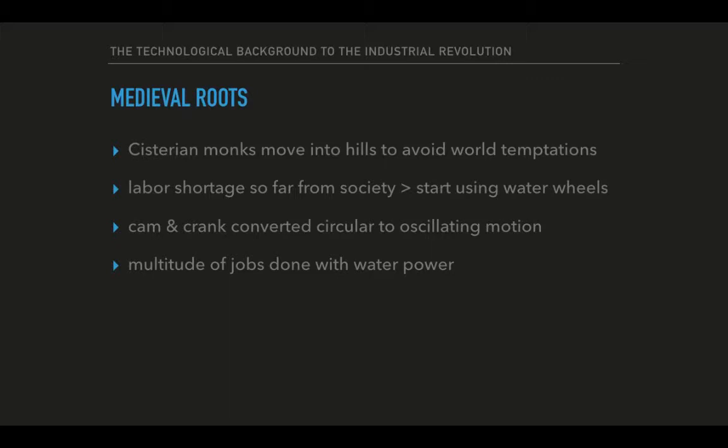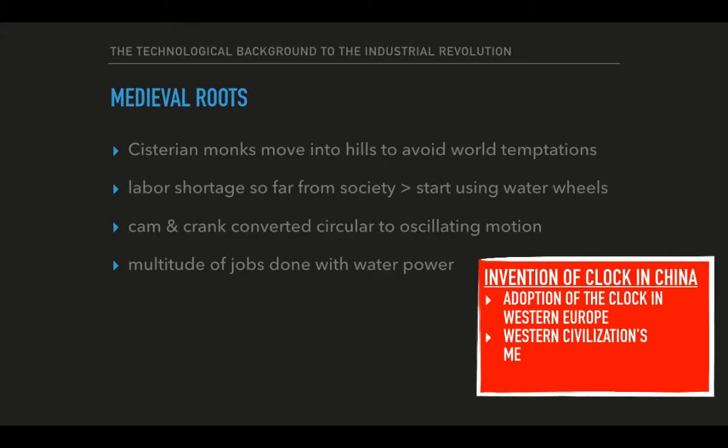Now, as water wheel technology spread across Western Europe, so did a growing awareness of how to exploit mechanical principles in general. In addition to harnessing the power of the tides and winds, Europeans were also developing better clocks, originally a Chinese invention. In fact, the clock would become the symbol of Europe's increasingly mechanistic view of the universe.